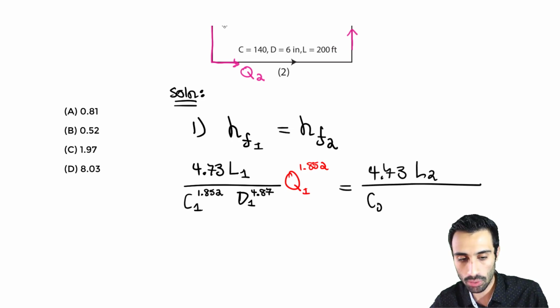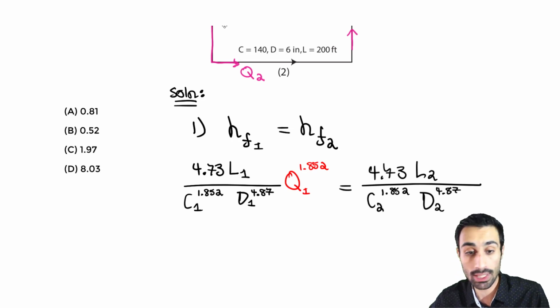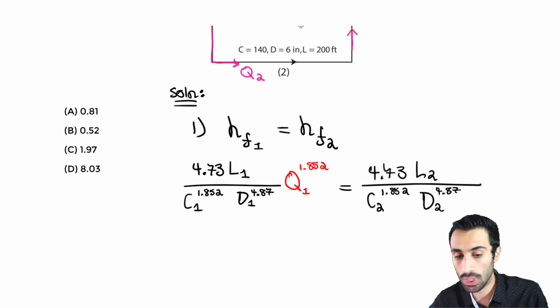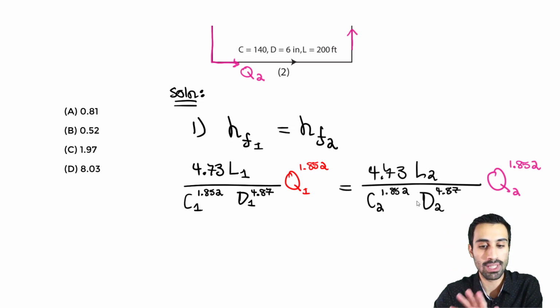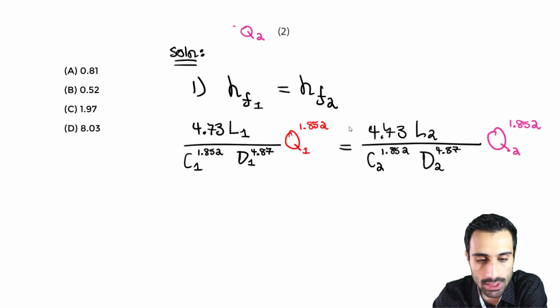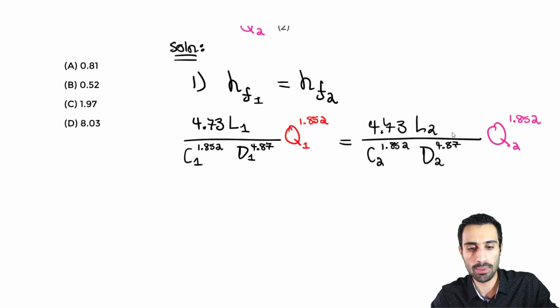Then we take C2 to the 1.852, and we take that times D2, and we raise that to the 4.87. And we take that times the Q2, we know it's going to be this in red, in this color pink, and we take that to 1.852. So that's going to be that. So this is the big equation we're going to use, and this will help us arrive at a value for Q1. So now we notice this equation though, there's a problem.